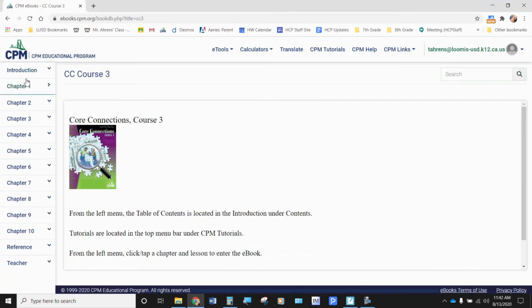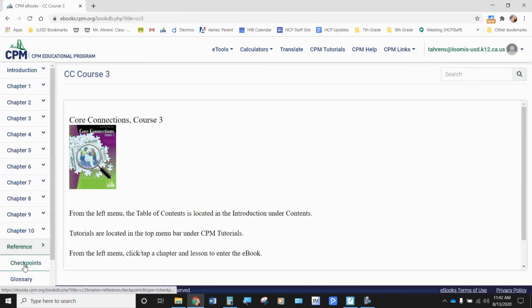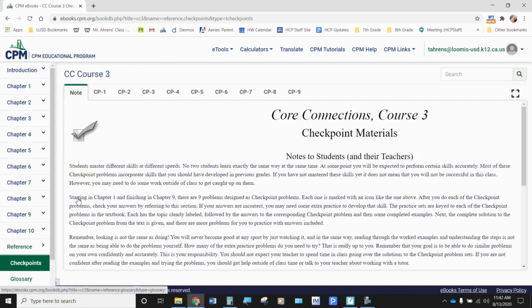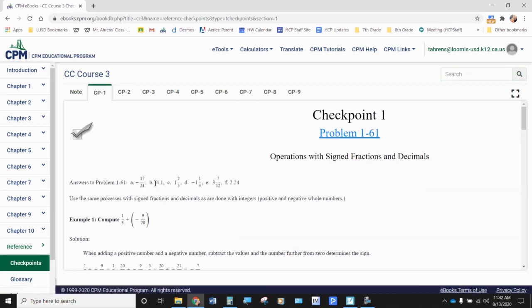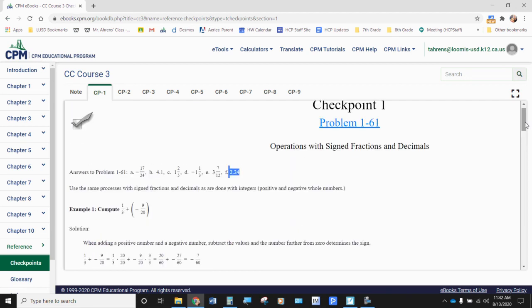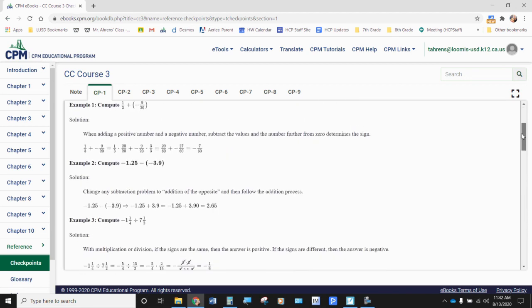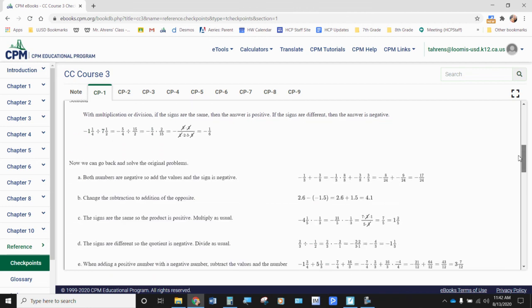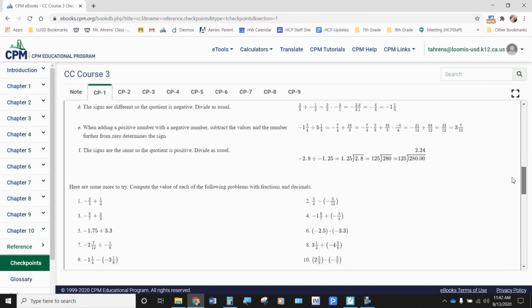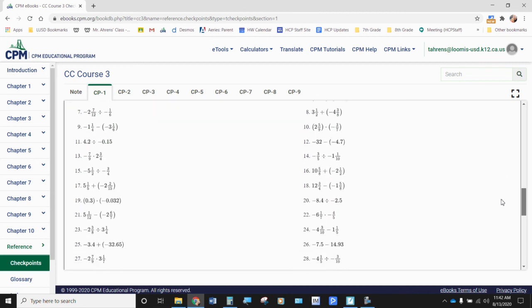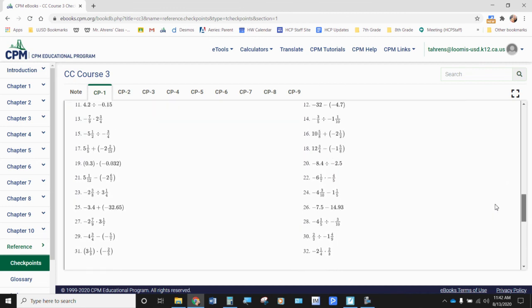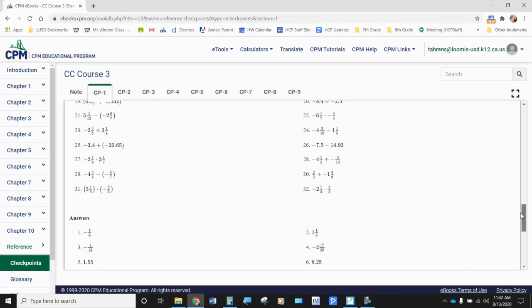So here over in our menu, you go down to reference, you hit checkpoints, and the checkpoint problems for each chapter are shown. So you can go to checkpoint problems 1, and lo and behold, there are all the answers. But more importantly, they show you examples of how to solve these problems, and then they give you a series of problems for you to work on. And here you've got 32 different types of problems that involve adding, subtracting, multiplying, or dividing positive and negative rational numbers. And you can check to see how well you're doing.